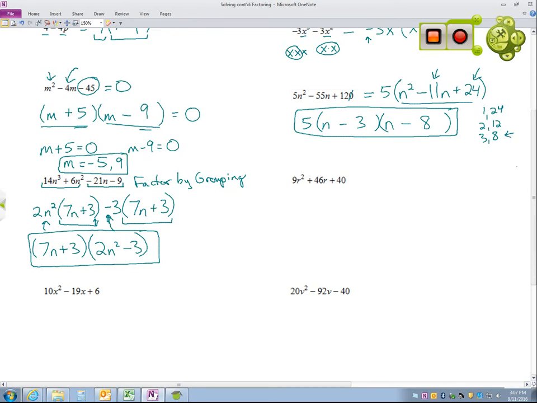I would want to check to see if maybe this second one can be factored again, like the difference of squares or something we're going to talk about in a minute. In this case, it can't be, but that is something that you would check for. Okay? So that's factoring by grouping.